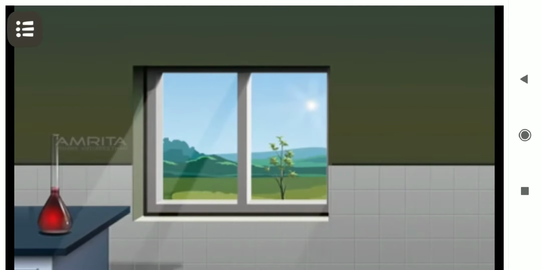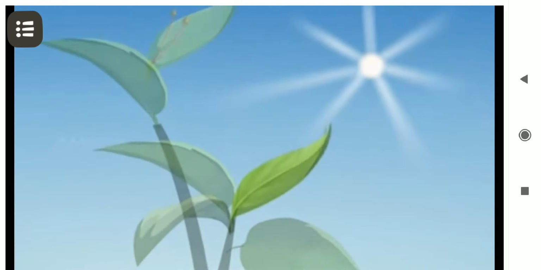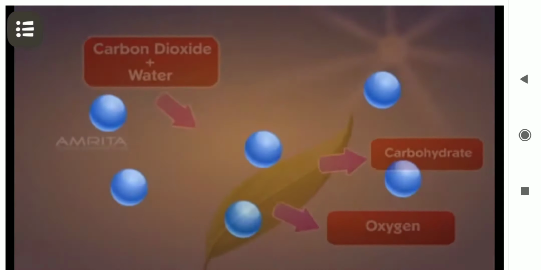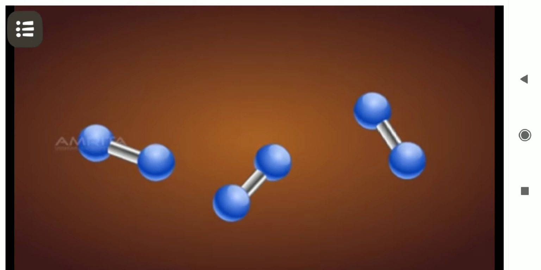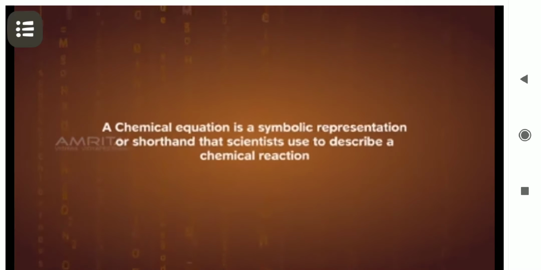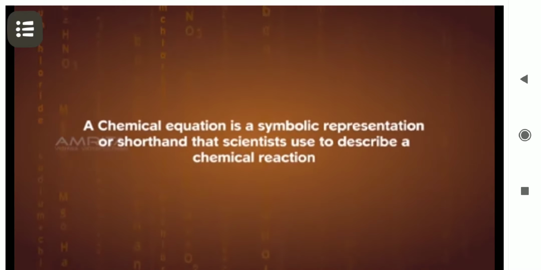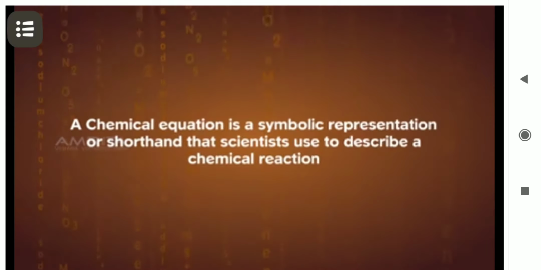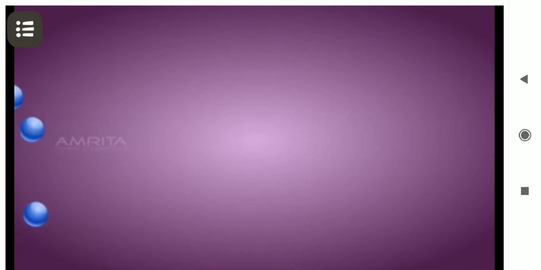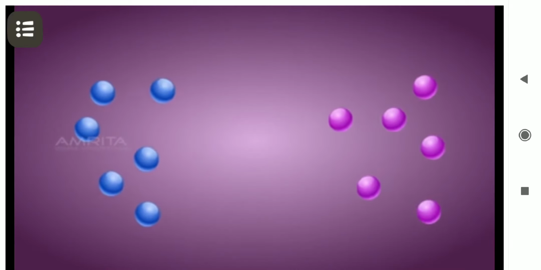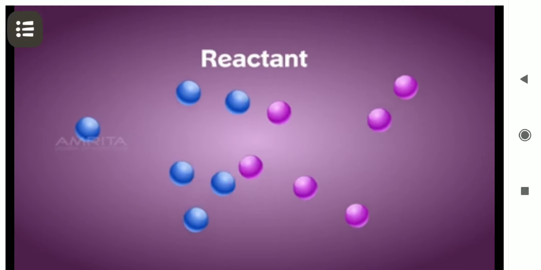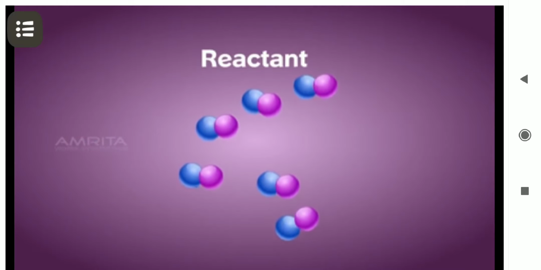Chemical reactions happen all around us in our day-to-day activities. In these reactions, substances either bond or break, thus releasing or consuming energy. A chemical equation is a symbolic representation or shorthand that scientists use to describe a chemical reaction. The substances that react during a chemical reaction are called reactants, and the substances that are newly formed during the chemical reaction are called products.